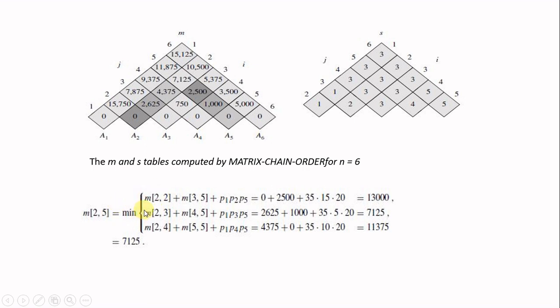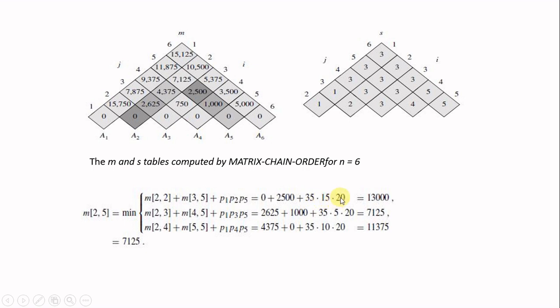So minimum of m of, if k is equal to 2, that is m of 2 comma 2 plus m of 3 comma 5, that is k plus 1 comma j, plus p i minus 1, that is p 1, then p k, that is p 2, then p j, that is p 5. So this cost m of 2 comma 2 is 0, then m of 3 comma 5 is 2500, then this p 1, p 2, p 5, that is 35 into 15 into 20, that is 13,000.